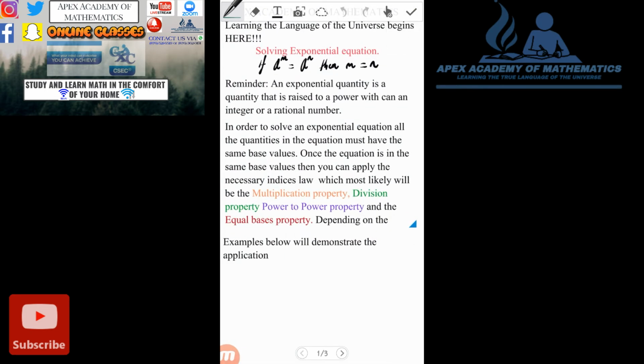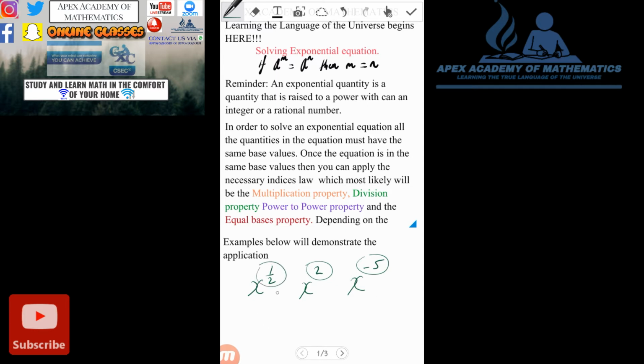So let's look at some definitions, some notes here, and see if we can have an understanding before we get into the juicy part of the video. I want to remind you of something though. An exponential quantity is a quantity that is raised to a power, which can be an integer or a rational number. You can have an exponential quantity that may be an algebraic term, let's say x to the power of a half, or it could be x squared, or it could be x to the minus 5. So it could be a negative integer, a positive integer, or a fraction. That's an exponential quantity.